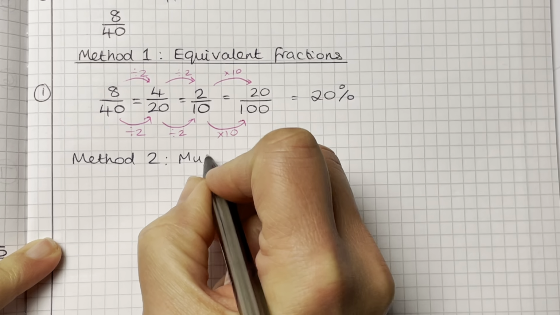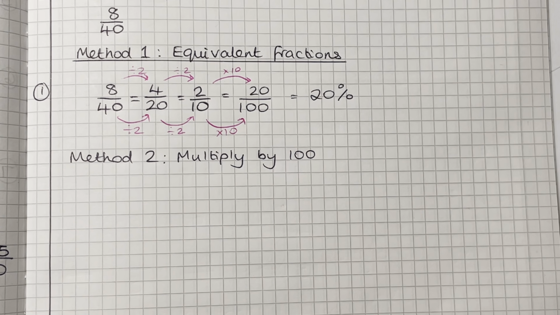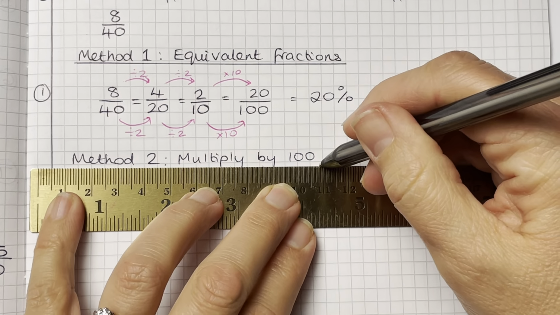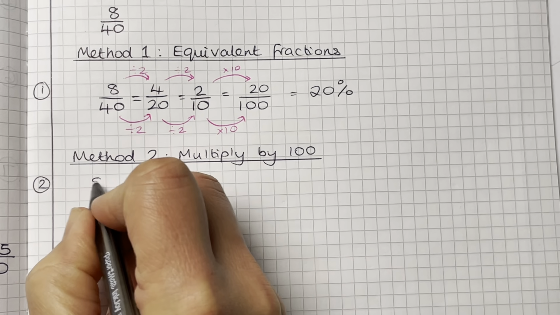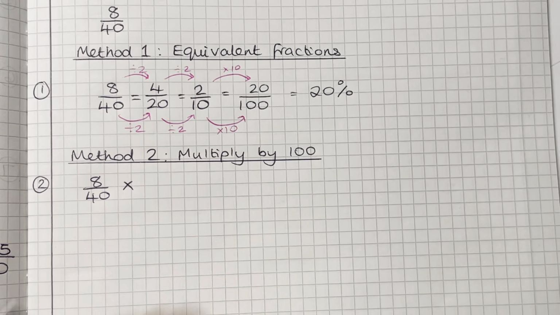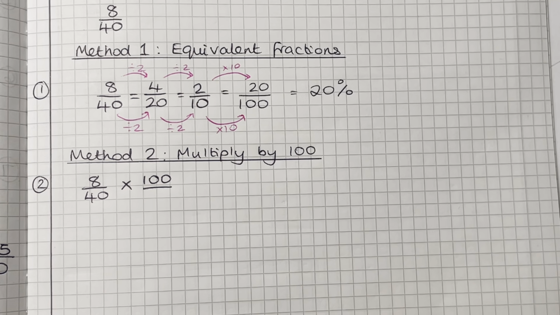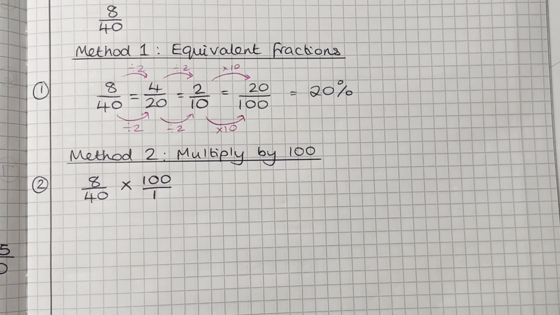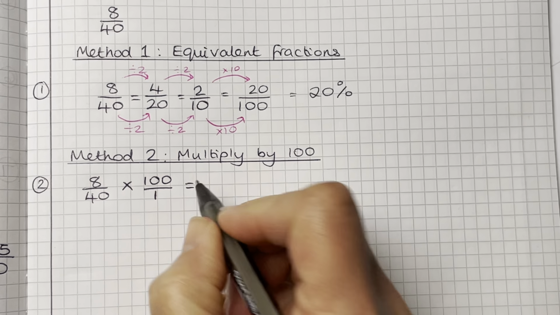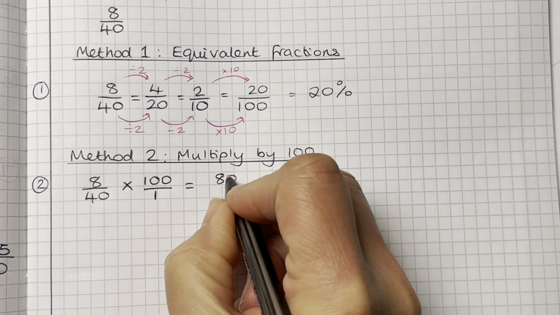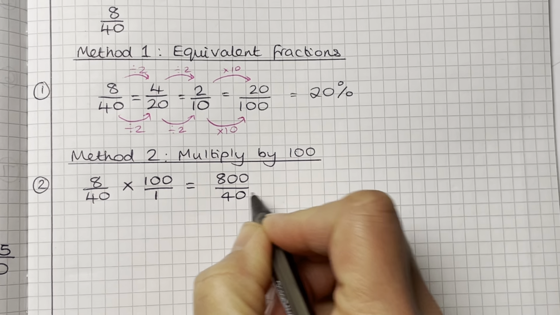Okay, and this one we simply multiply by 100. So let's look at this. I'm going to use the same numbers. So I start with 8 over 40, and I'm going to multiply by 100. Now you may recall, if you looked at my fractions lessons, that I write 100 as 100 over 1. That's just to make sure I don't make a mistake when I multiply it out. 8 multiplied by 100 gives me 800. 800 over 40 multiplied by 1 is 800 over 40.